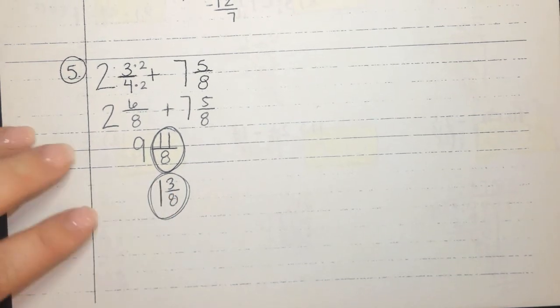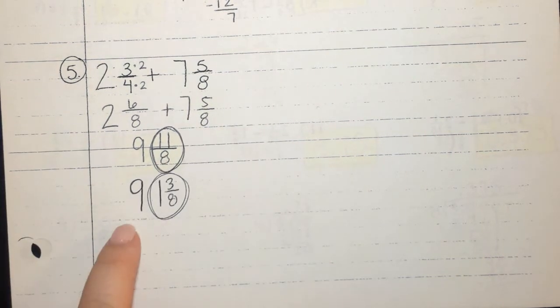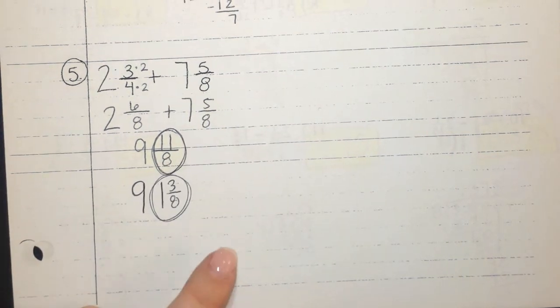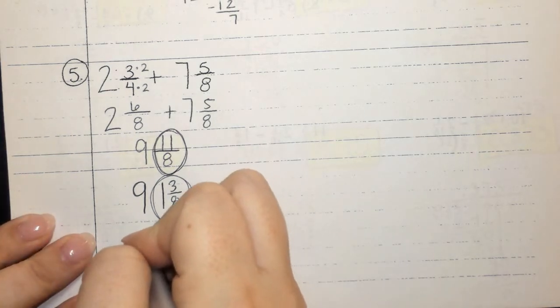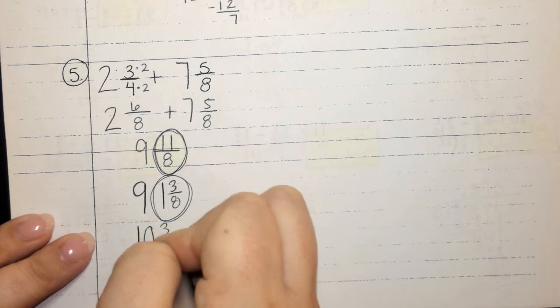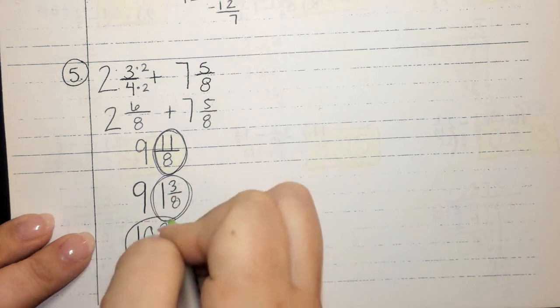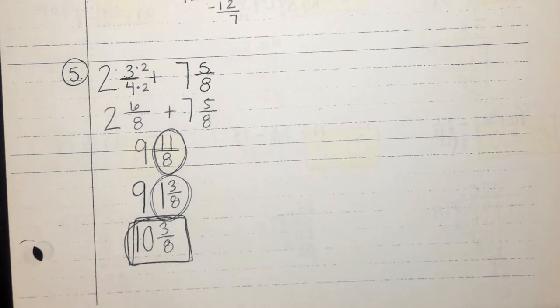You can write it to the side if you want. What was in front of that, though? A 9. So now I have 9, and then I have 1 and 3/8. So when I put that 9 and 1 together, we're going to add them up. What do I get, Macy? Thank you, Macy. So what's my final answer going to be? 10 and 3/8. Let me put a box around that one. Questions about number 5? Are we okay with that?